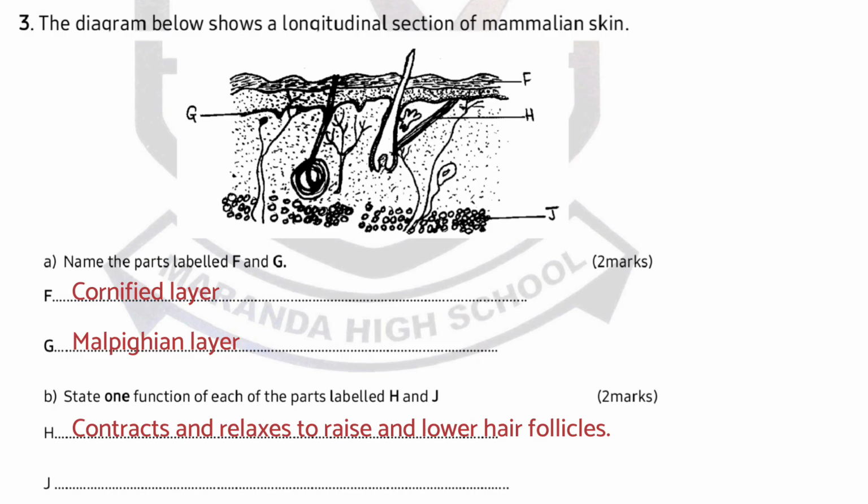Now, J, that is the subcutaneous fat, layer of fat. This is also known as the adipose tissue. It's used for storage of fats. And of course, this layer of fat acts as an insulator against heat loss. So it reduces the amount of heat that we lose to our surroundings.